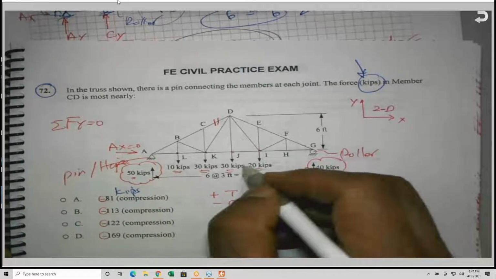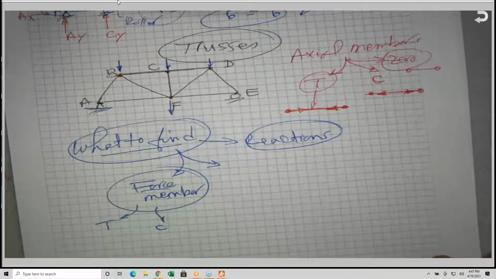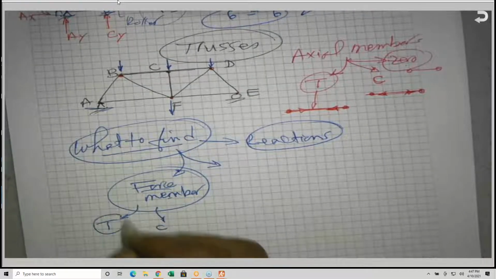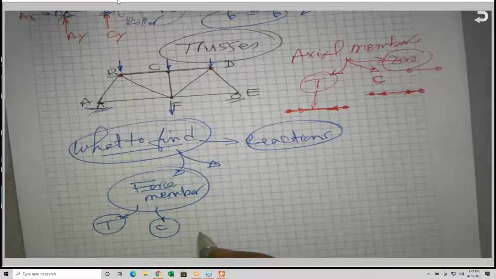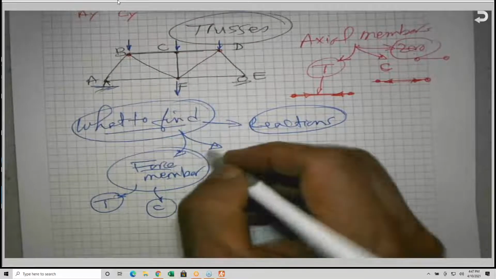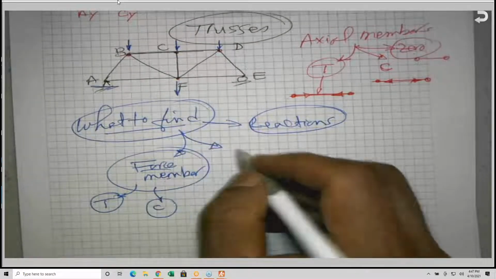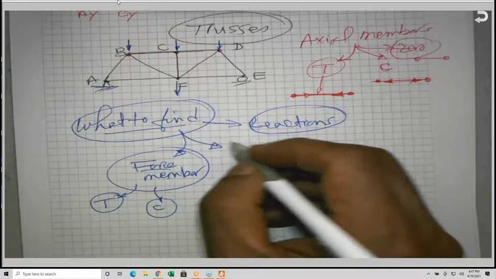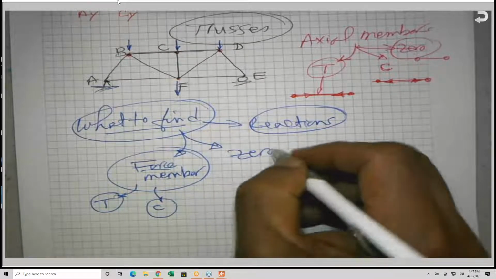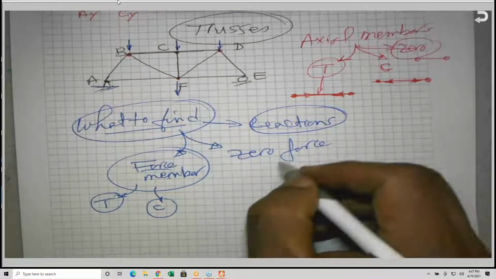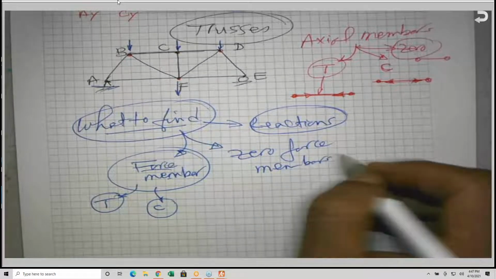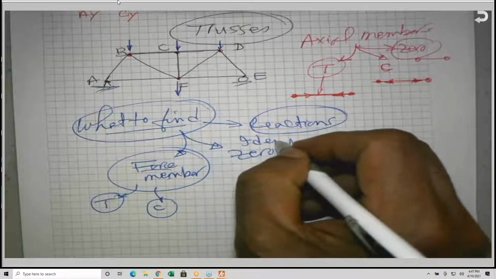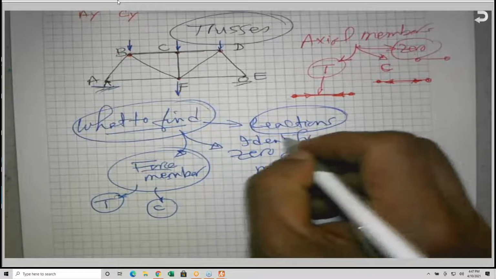And all the loads are kips, so there is no need to do any conversion or take care of the units. Either find the force in a specific member and indicate whether it is tension or compression. Another possible question you might be asked is to find the zero force members, or identify zero force members.